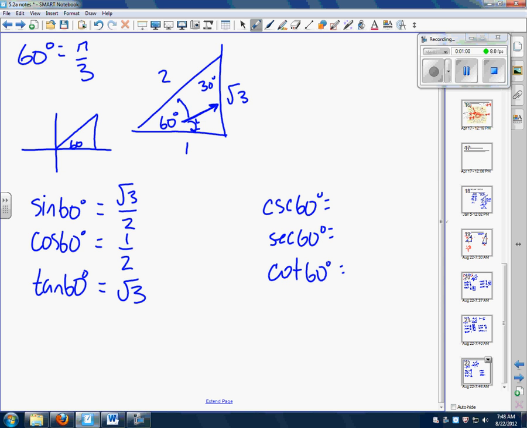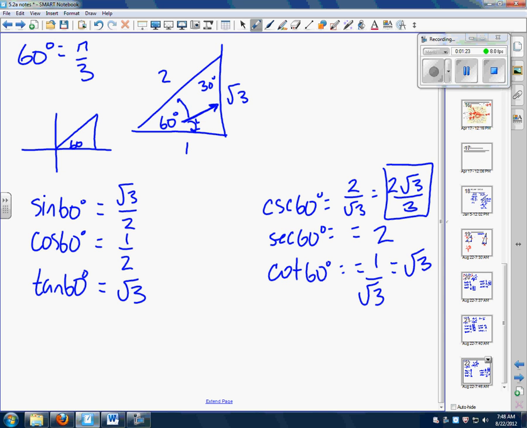Now, when we come over to cosecant, we need to flip the sine. This needs to be rationalized. Secant of 60, flip the cosine. Cotangent of 60, we have to flip this now. So it's going to become 1 over square root of 3, and then always make sure you rationalize.